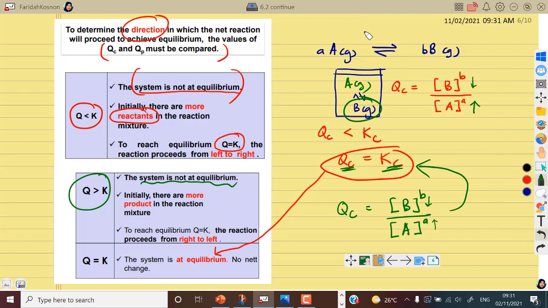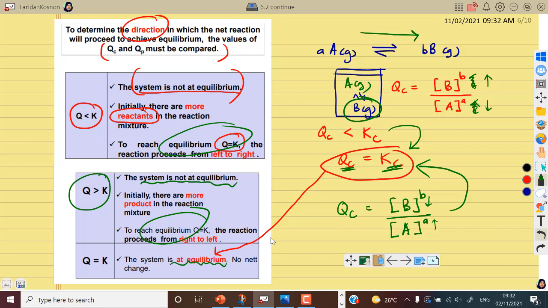Kalau QC less than KC, dia akan proceed to the right. Jadi what happen? Concentration of A ni, disebabkan tadi dia very high, dia akan mula berkurang sedikit demi sedikit, but concentration of B will increase sedikit demi sedikit sampailah QC equals to KC in order to reach the equilibrium. Nampak kat sini. Okay, dan kalau the value of QC ke QP ke equals to K, it shows that the system is at equilibrium and no net change.